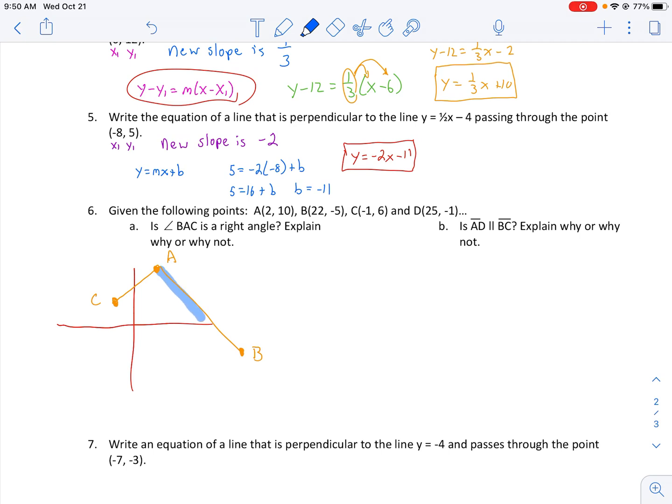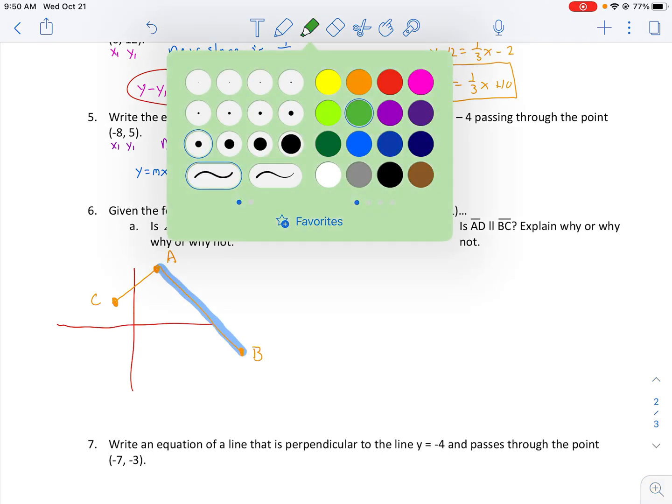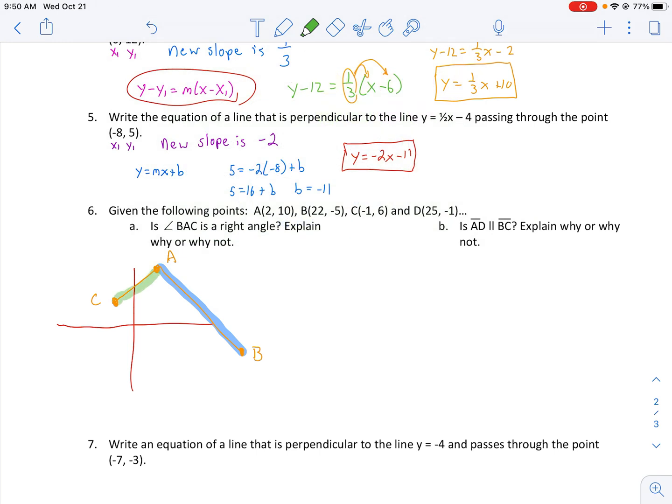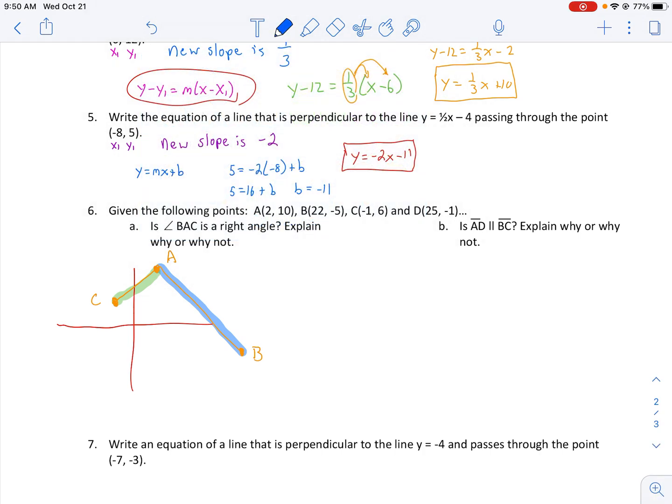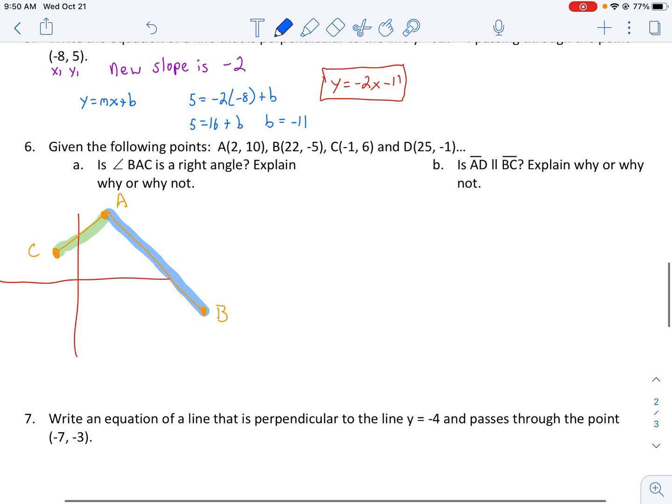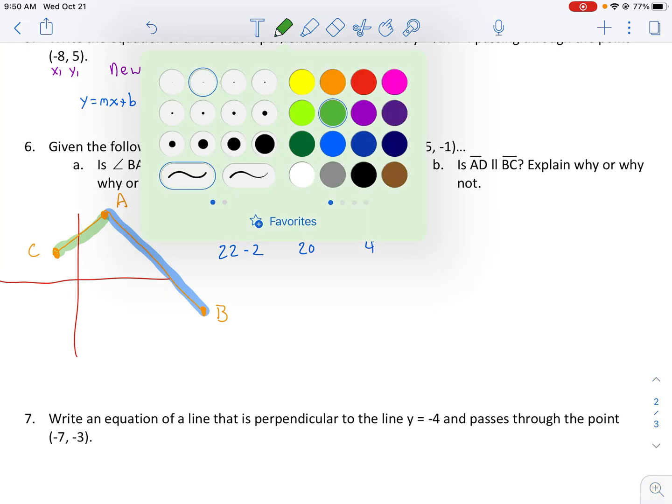What we need to do is show the slope of this, and then show the slope of this, and if they're opposite reciprocals, then we know that they form a right angle right there. So let's find our slopes. The slope of the blue line is -5 minus 10 over 22 minus 2, which is -15 over 20, which is -3/4 when you reduce it.